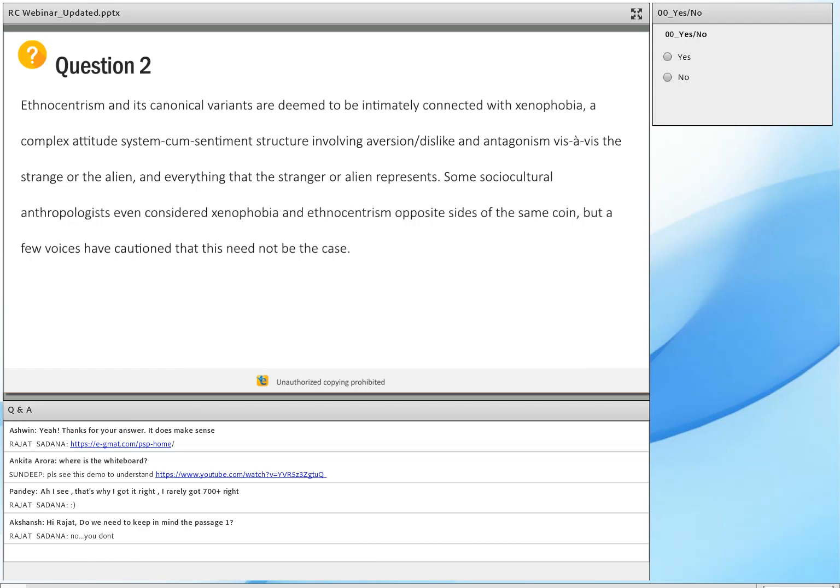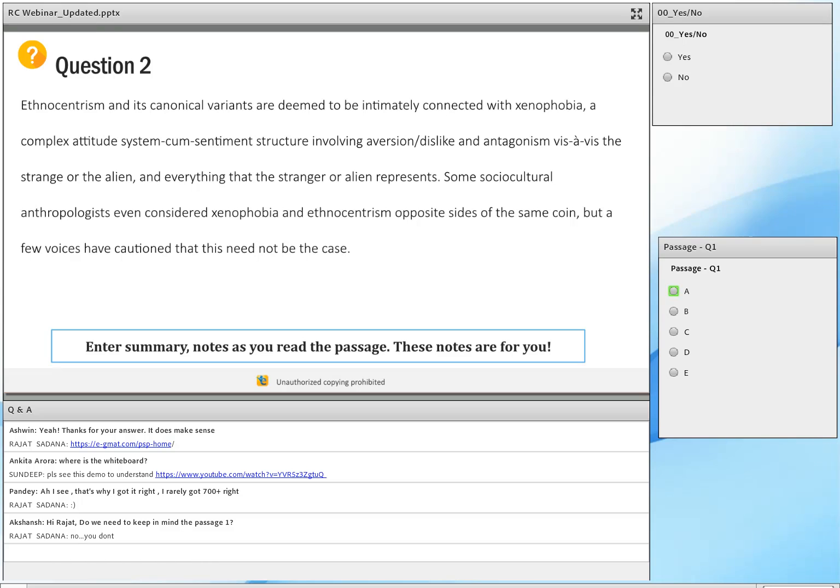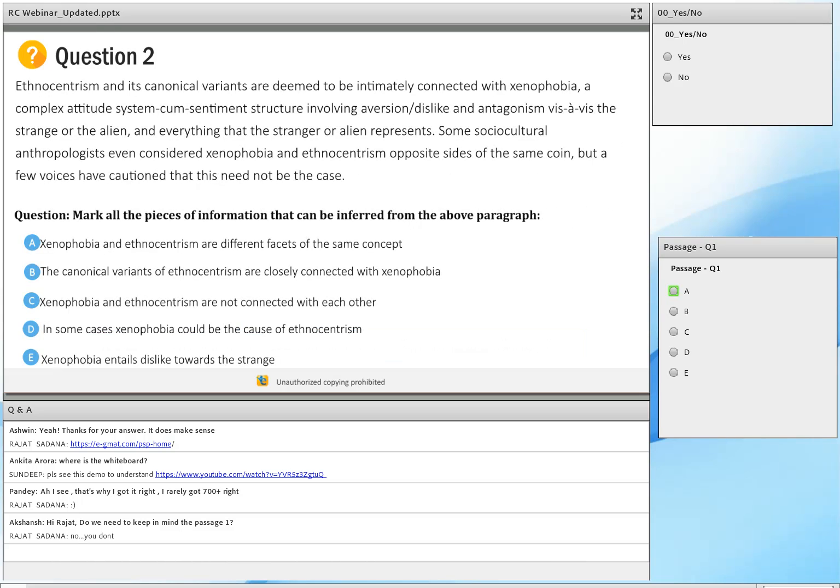Right, pretty much everyone's done reading the passage. So I want you to select again the correct answer. And here are the answer choices. Again, there's an option E over here.